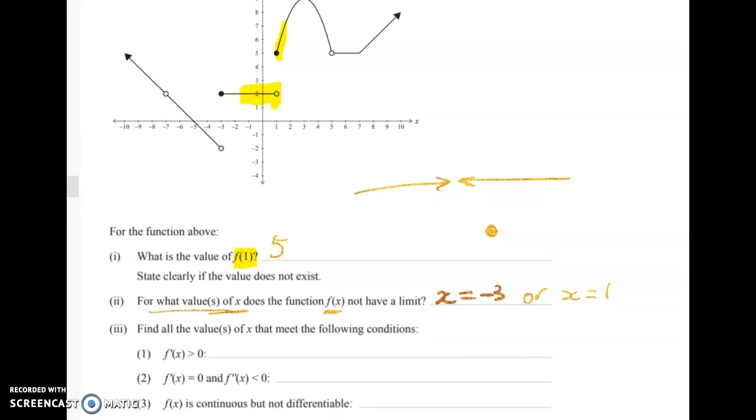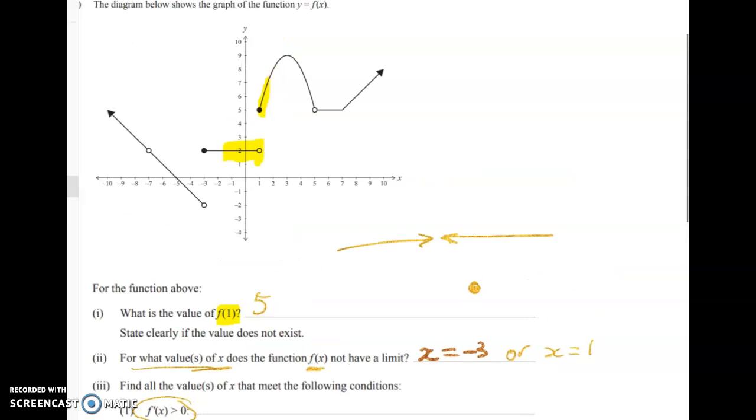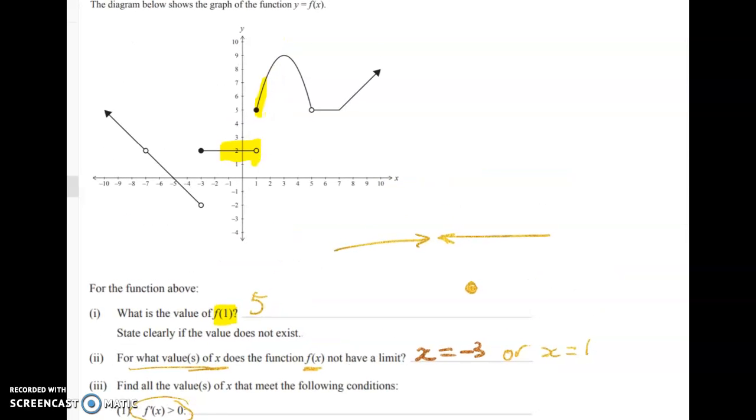Okay, next, find all the values of x that meet the following conditions. So where is the gradient strictly positive? In other words, where have we got an increasing function? Right, so again, we'll clean it up. Well, let's look at where it isn't strictly positive. It's definitely not strictly positive through here. It's flat here. But we have got an increasing function here. So this is going to be part of my answer. And then again over here, this is going to be part of my answer.